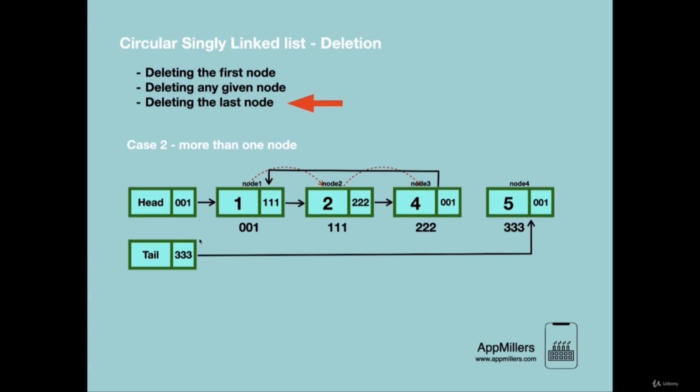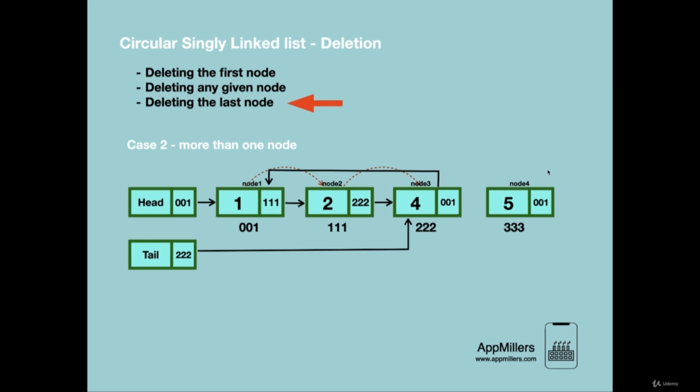So the next step over here, we need to change the tail reference to point to node 3, which is the node before the last node. So by updating the reference of tail over here, we are creating a link between tail and node 3, and the link between tail and node 4 gets deleted.